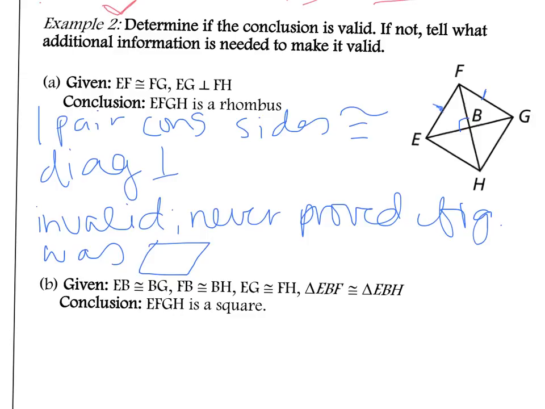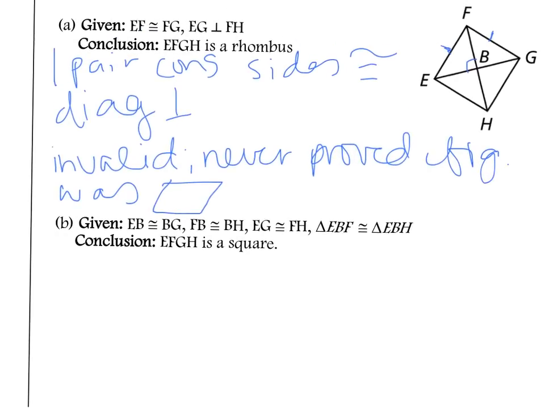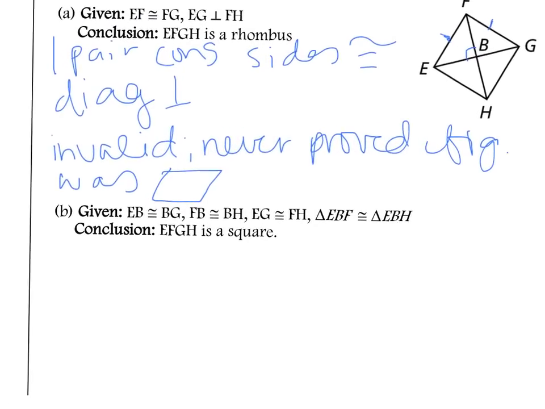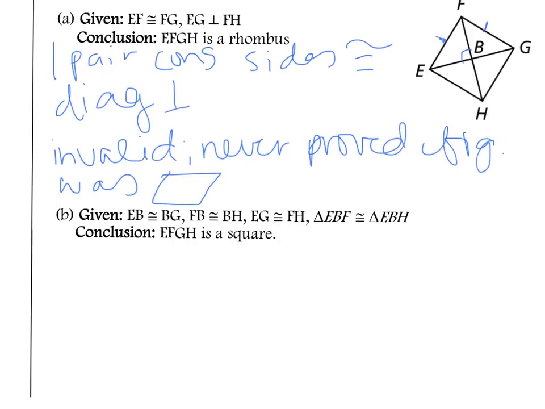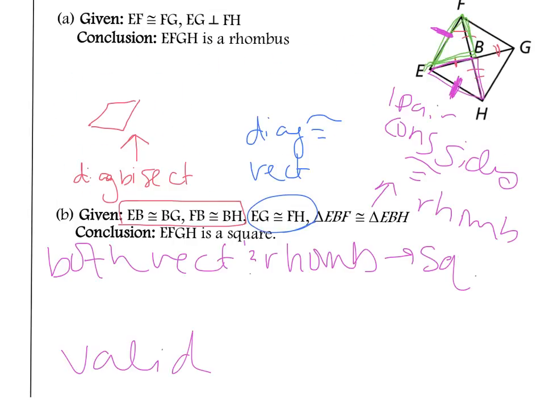All right, y'all pause here and try B, using the same picture, just different given, and we'll see if we match up. Okay, I had to erase A so I could write all over it. So this first given right here, these two, those prove that the diagonals bisect each other, and that's a property of a parallelogram. EG is congruent to FH. That proves that the diagonals are congruent, which is a property of a rectangle.